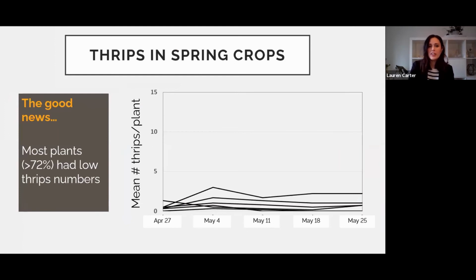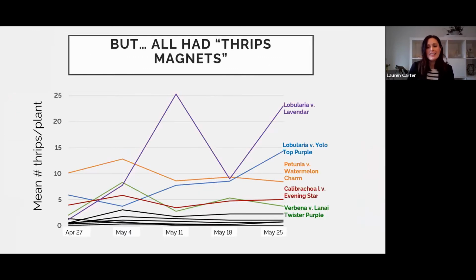So the good news is that most of the plants we tested had really low thrips numbers, so under 5 thrips on average per plant throughout the spring. But they all had standouts. So for example, there was a variety of lobularia that just was off the scale. But even crops like petunia, which you don't really think of as a thrips issue, had a variety that attracted thrips, and same with calibrachoa.